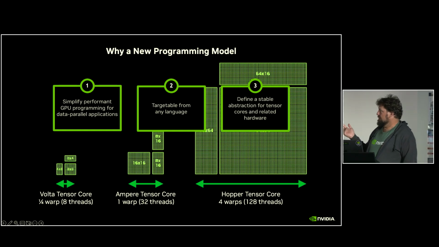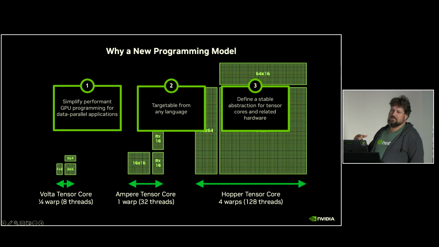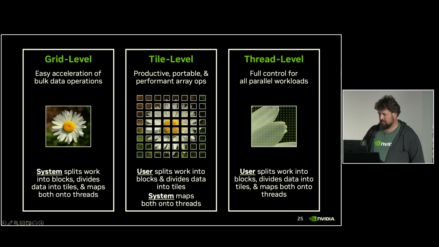And we want a stable abstraction. As you notice, these tensor cores are changing warps, but they're also changing the type definitions, the throughput of each type, and so forth. And so we really need something to help programmers handle that evolution.